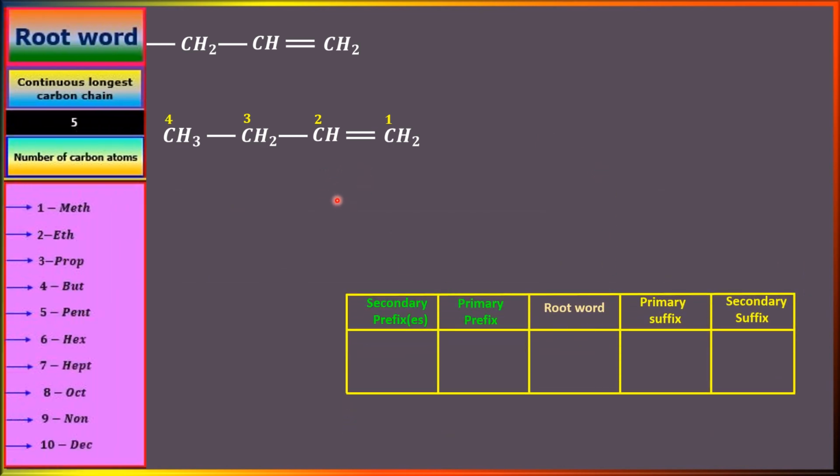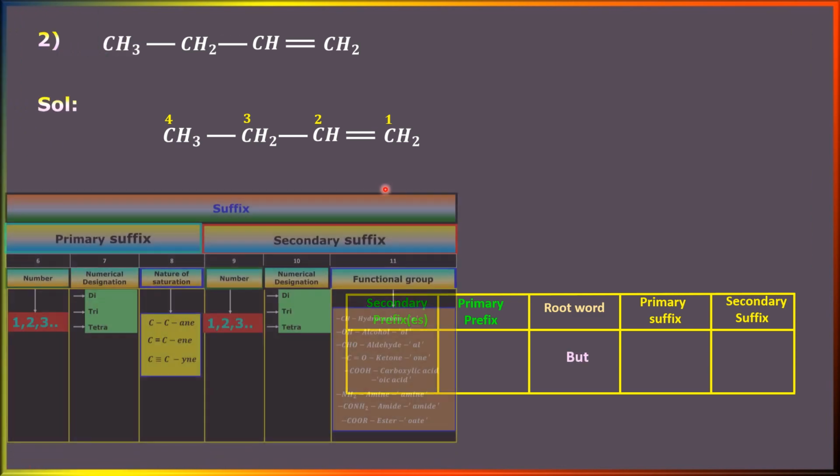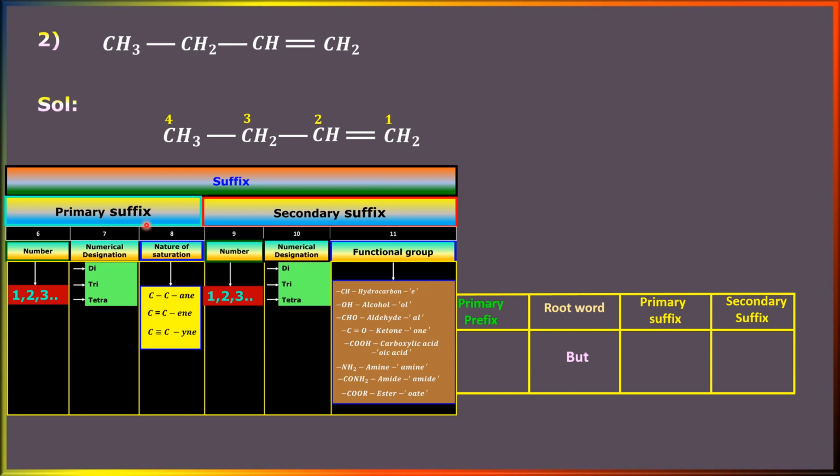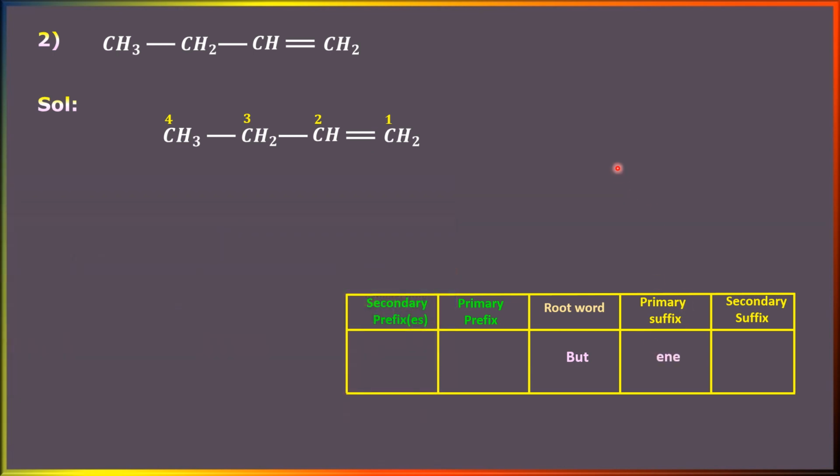Root word: 4 carbon atoms are there, so the root word is but. Next, primary suffix. In this parent chain, one double bond is there. So here nature of saturation, carbon double bond carbon is there, so it is "-ene". Primary suffix is "-ene". And we have to indicate the number of the carbon atom to which the double bond is attached. So but-1-ene. The IUPAC name is but-1-ene.